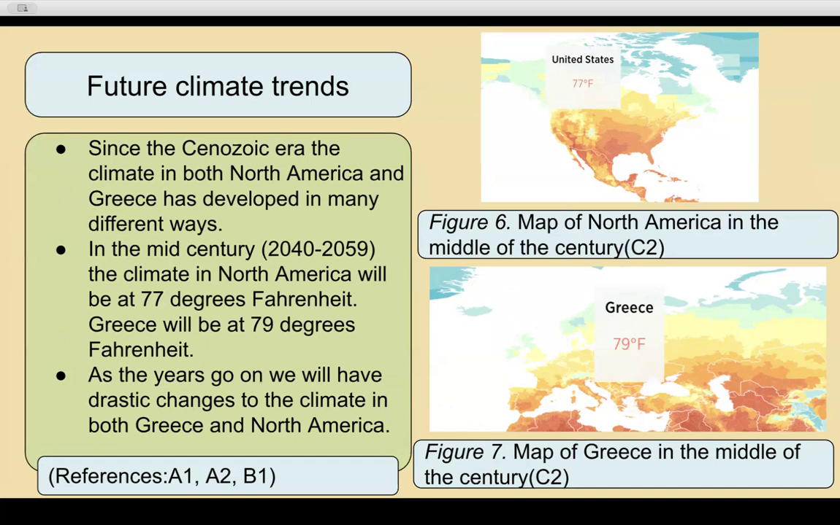Figure 6 and Figure 7 is a map that shows us the middle of the century in both North America and Greece. As we can see in Figure 6, it demonstrates that the temperature in just the United States will be increasing. Figure 7 demonstrates that the temp in Greece will be 79 degrees Fahrenheit. Since the temp increased in both the early Cenozoic and Tertiary periods to the late Cenozoic and Tertiary periods, it was also a drastic change.